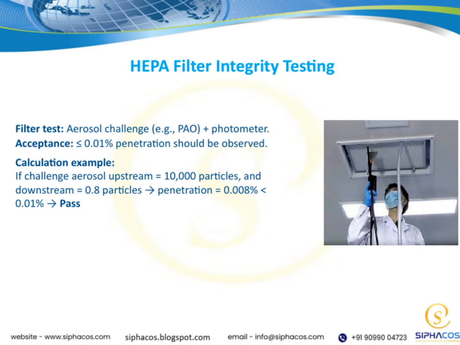To put this into perspective, let's consider a calculation example. Suppose the challenge aerosol upstream, before the filter, contains 10,000 particles. If downstream, after passing through the filter, only 0.8 particles are detected, that means the penetration is 0.008%. Since this is less than the 0.01% threshold, the filter passes the test. This testing process is essential because it verifies that the filters are effectively trapping particles and maintaining the high standards we require for clean environments. It's a clear way to ensure ongoing filter integrity and safety.